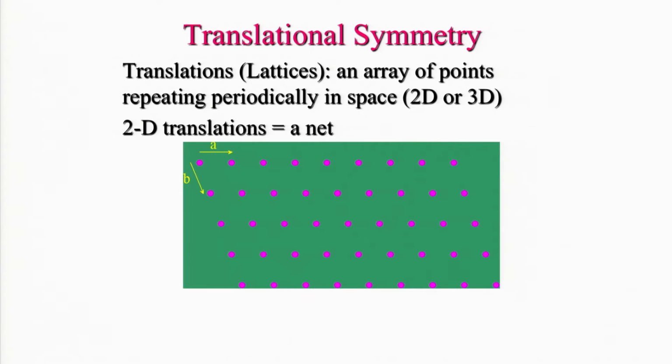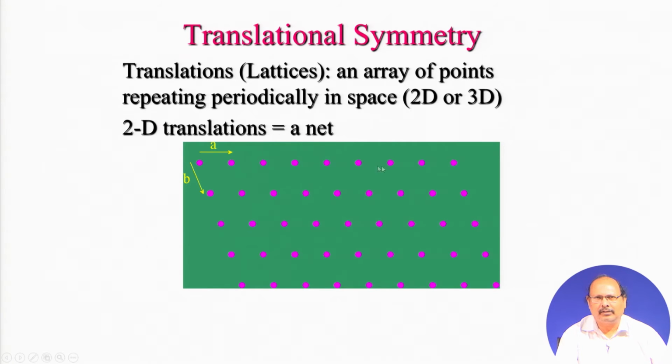If this row is translated along a second direction, that is the b direction, with a repeat distance of around b unit, then we develop a 2-dimensional geometry of these lattice points, and this particular pattern we call a net.